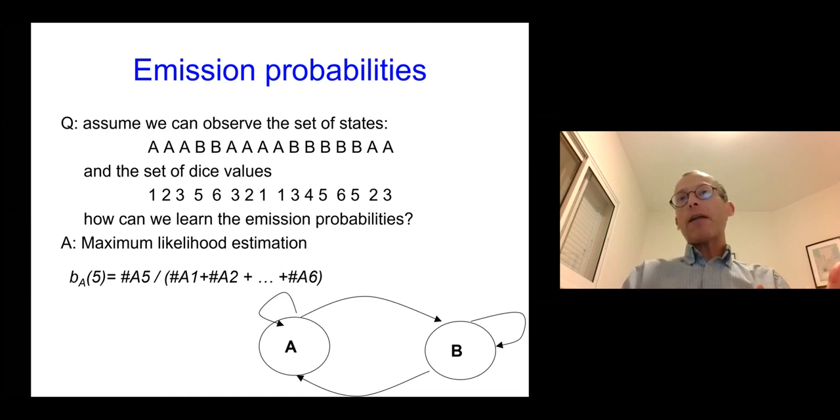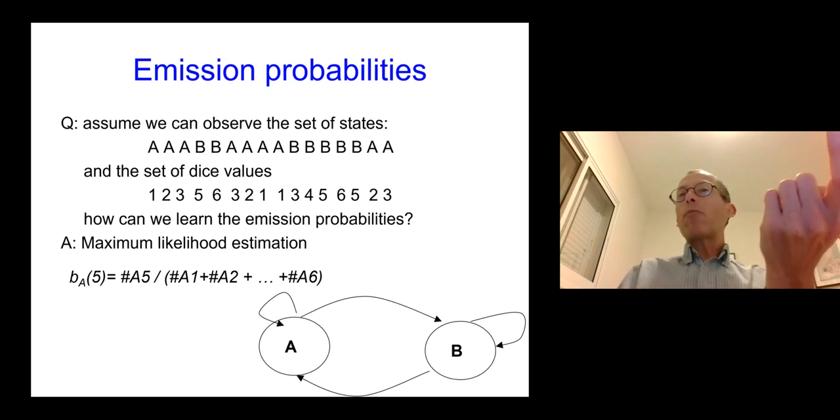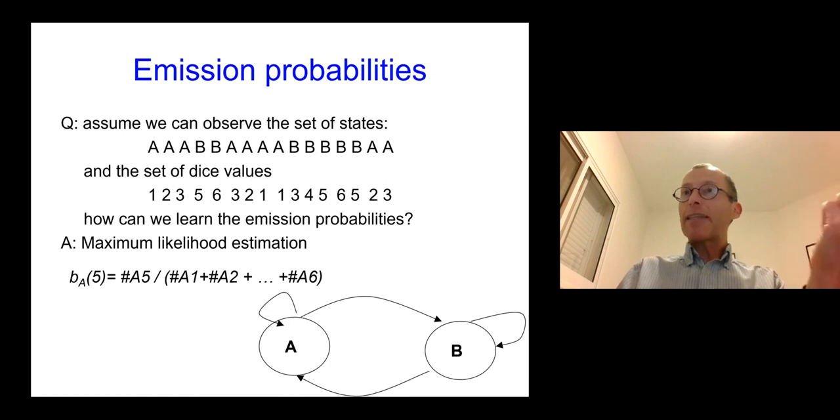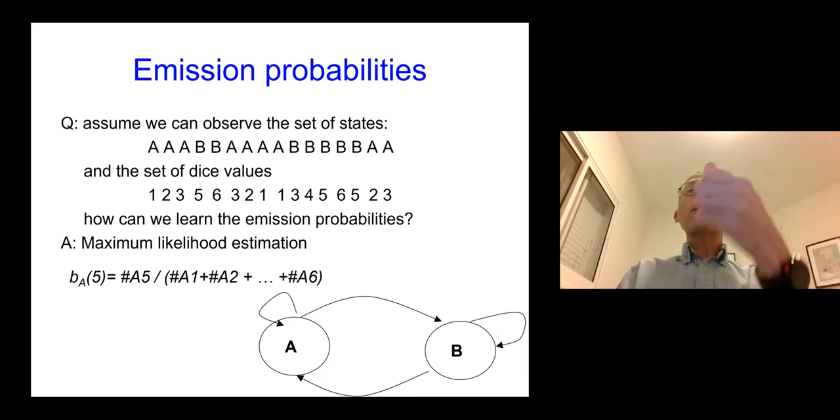In this case, we have a missing value, right? If we knew the states, we can easily learn the parameters. On the other hand, from the previous lecture, we already said that if we know the parameters, we can also say what the hidden states are. That's the inference thing, right? If I know the parameters, I can tell you what state you were at each time. So this is like an EM algorithm.